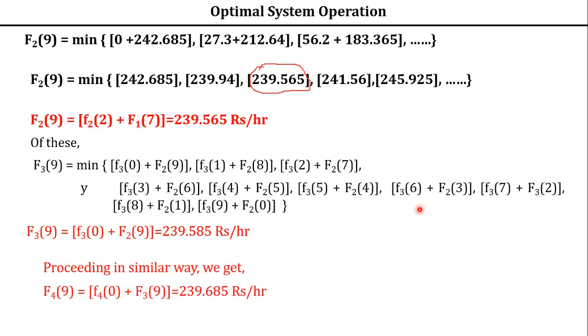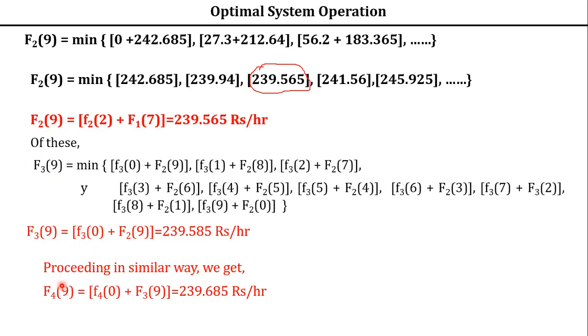Proceeding in similar way, we get F4 of 9 is equal to, this is the combination. For this combination, the value will be minimum. You have so many combinations for each thing. This is the minimum value happening for this combination. So you got F1 of 9, F2 of 9, F3 of 9, F4 of 9, all the units for a 9 megawatt load.